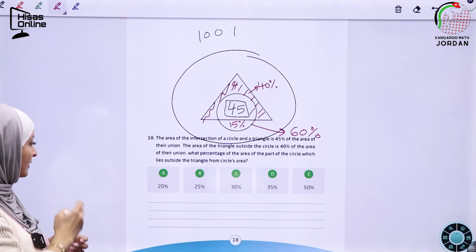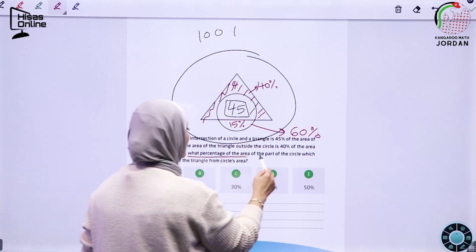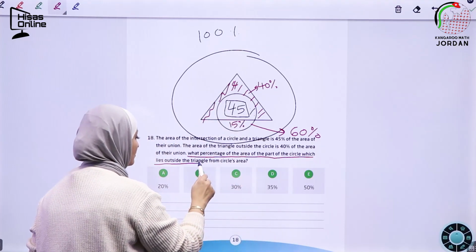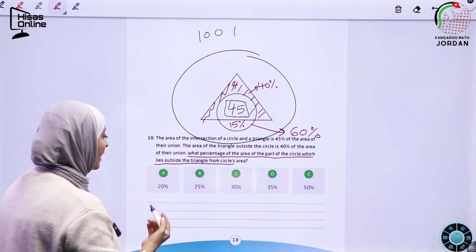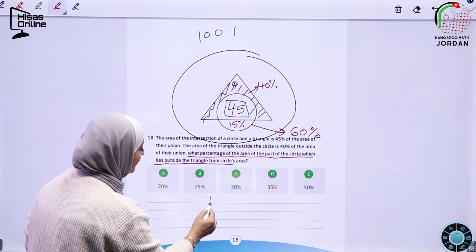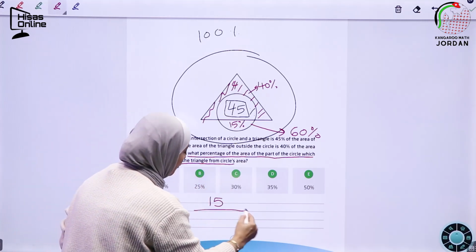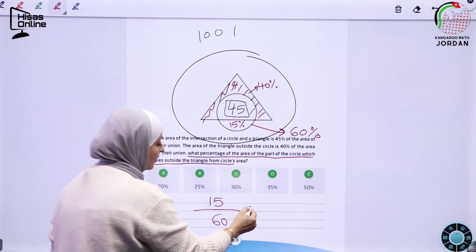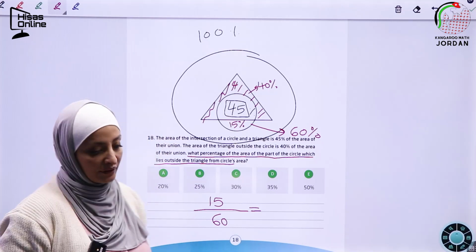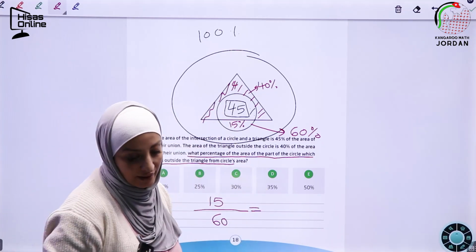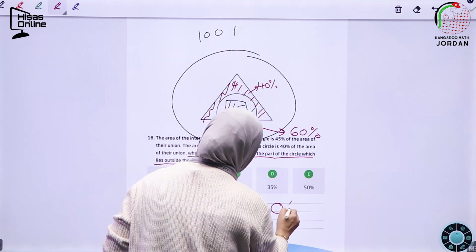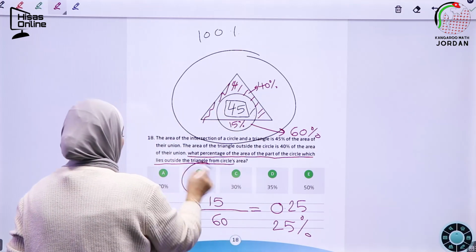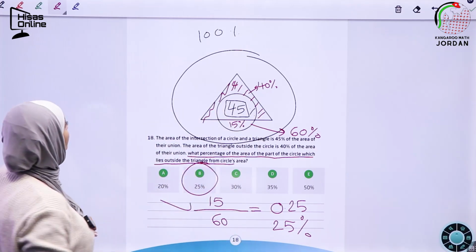Let's read the rest of the question. What percentage of the area of the part of the circle lies out? So they need a percentage, okay? Out of the circle, so it's 15 over 60. Why 60? Because it's the total of the circle. That makes 15 over 60, which is 0.25, which is 25%. So it's B. Done.